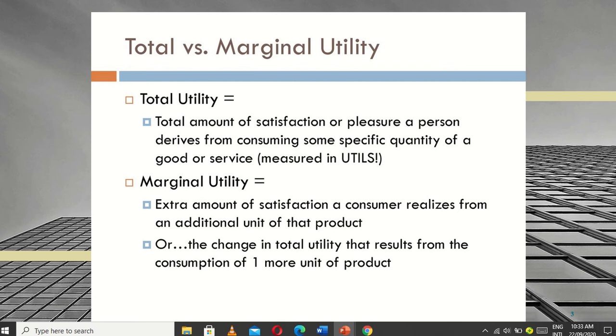As I consume and consume another half cup of rice, probably 4 to 5 cups of rice, that extra amount of consumption the consumer had is what we call marginal utility.